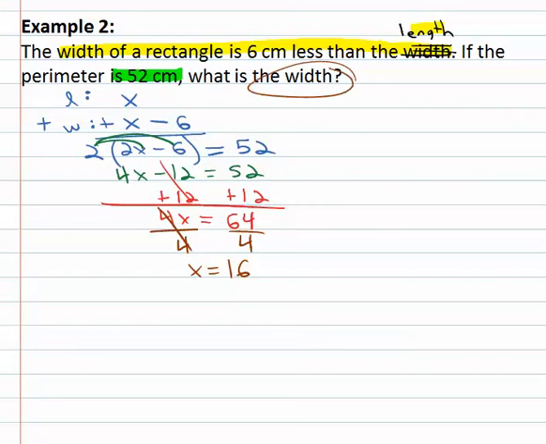The question's asking, what is the width? So I go up here to my width. My width is x minus 6. 16 minus 6 is 10 centimeters, putting the units on there. 10 centimeters is the width of this rectangle. Again, with perimeter, we add the length and width together and multiply the result by 2. This will give us an equation we should be able to solve from there.